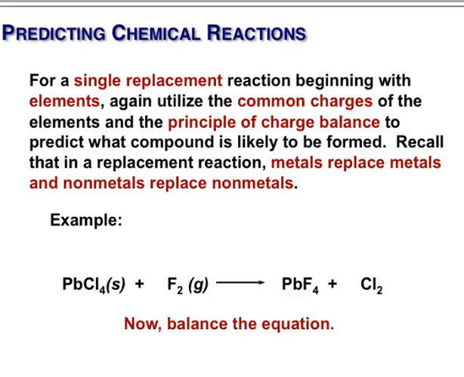We don't have an odd-even problem here, do we? But we do have 4 fluorines here and only 2 on this side, so let's double that. We have 4 chlorines here, only 2 on this side, so let's double that. I think our lead works out okay.